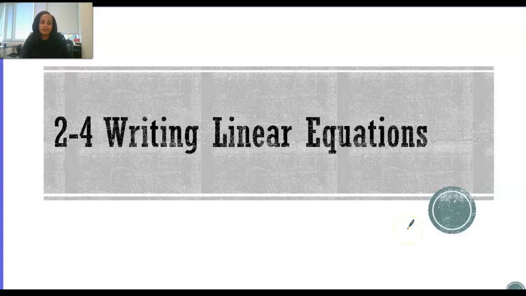Hi guys, today we're going to talk about Section 2-4, writing linear equations. At the end of the lesson, you'll be able to write linear equations by being given certain attributes of the equation. Let's get started.